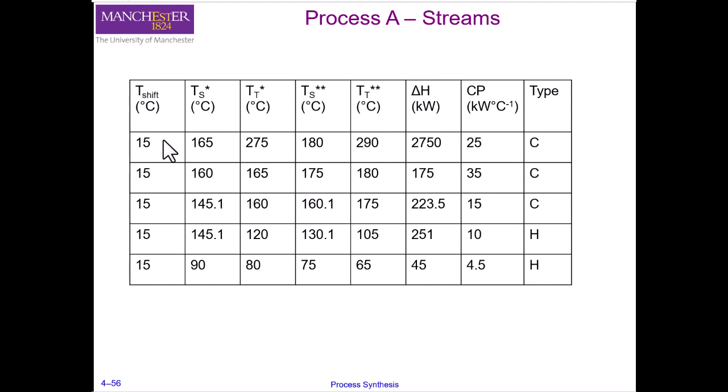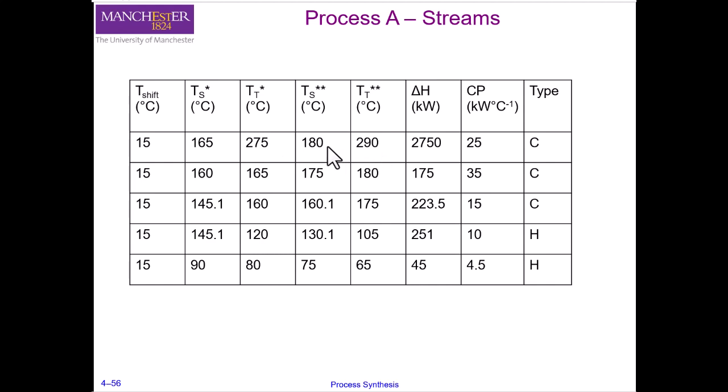So we have our first stream, that is our cold stream. We have a supply temperature of 165 degrees centigrade from the grand composite curve and a target temperature of 275. And if we shift it by half a delta T min, this temperature will become 180 and the target temperature will be 290.